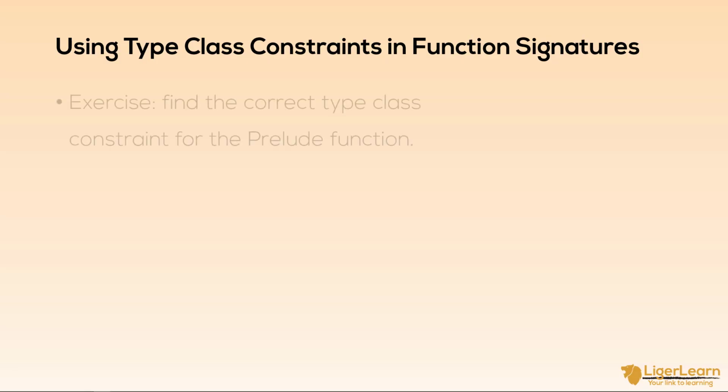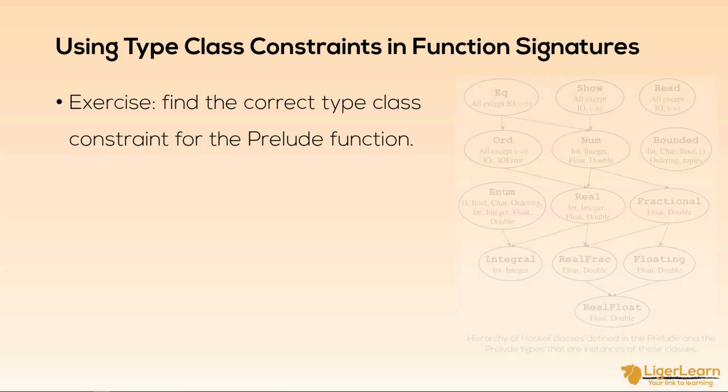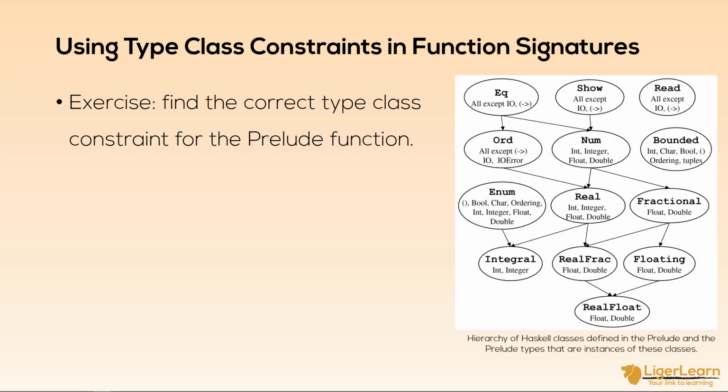Let's do an exercise and try to find the correct type class constraints for a number of functions Haskell has in its prelude. You don't have to define the implementation, just try to calculate what the type class constraints would be. For reference, here is the type class hierarchy which you may find handy to refer to.